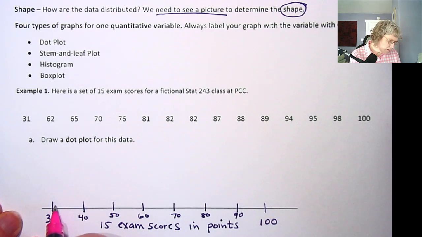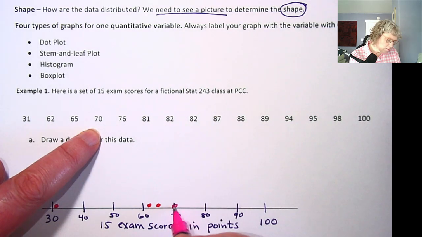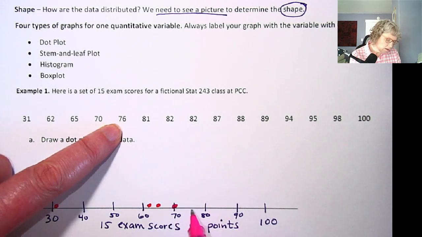31 is going to be just past 30. So I'm going to put a dot. It also could be an X or a square, whatever you want. Then 62 is going to be a little past 60. 65 is going to be right in the middle. 70 is going to be right on 70. 76, a little past halfway.